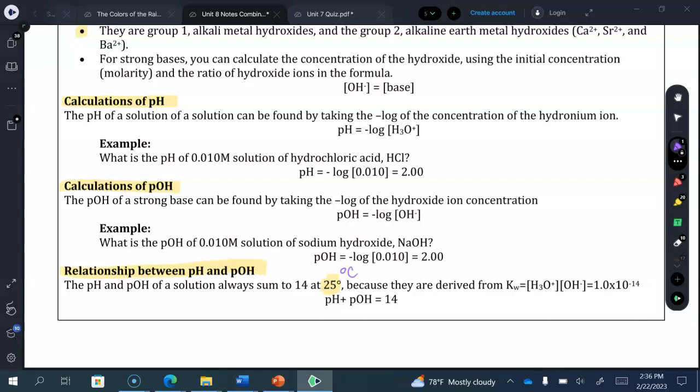For calculations of pH, you can use the negative log of the hydronium ion concentration as shown in the example here. For calculations of pOH, you can find it by taking the negative log of the hydroxide ion concentration as shown in the example. The relationship between pH and pOH: they always sum to 14 at 25 degrees Celsius because they are derived from Kw, which is equal to the hydronium ion concentration times the hydroxide ion concentration, where Kw is 1.0 times 10 to the negative 14 at 25 degrees Celsius. So we can say that pH plus pOH is 14.